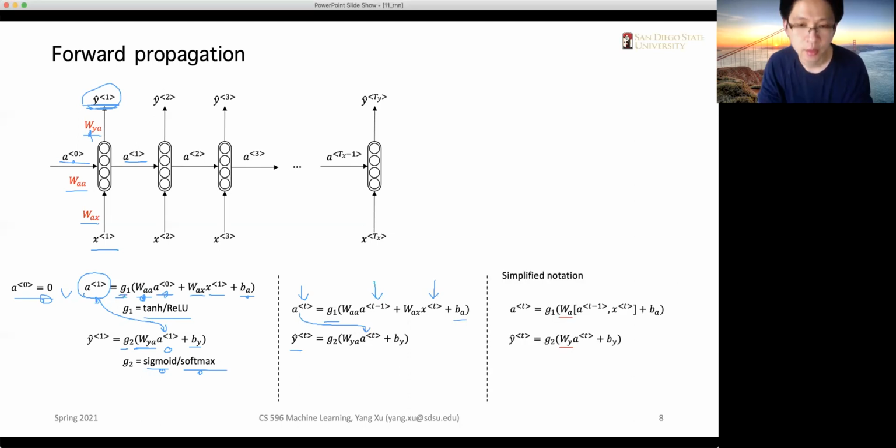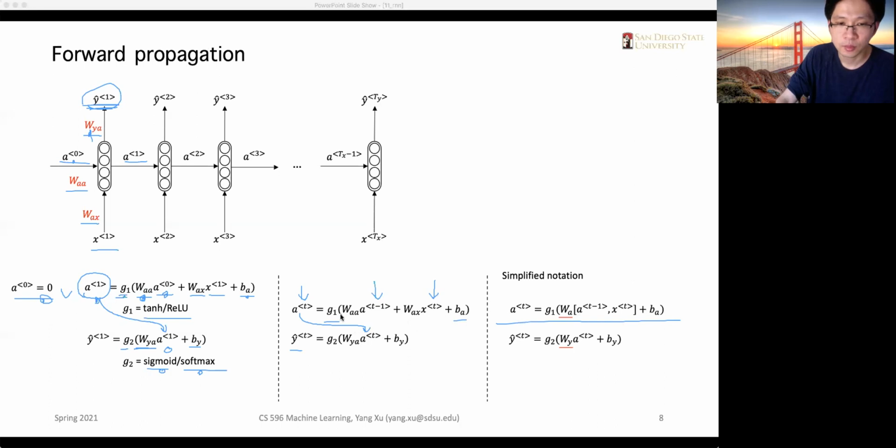Sometimes we want to simplify it. At this step we have two inputs, the activation from the previous time step and the current input xt. It's not that convenient to have two weight matrices, WAA and WAX, so we can combine them into the same matrix WA, in a more compact format. So we only have two weight matrices, WA and WX now.